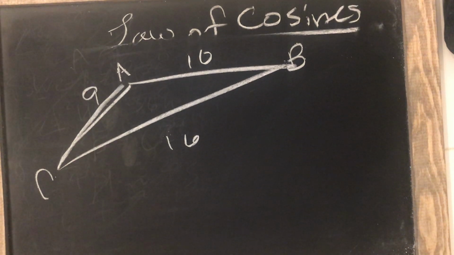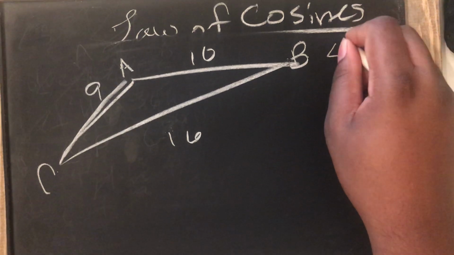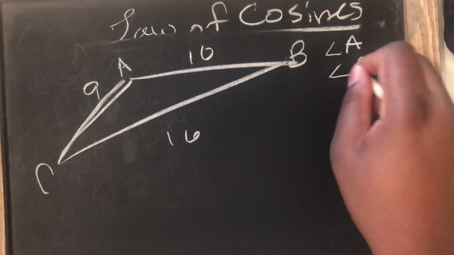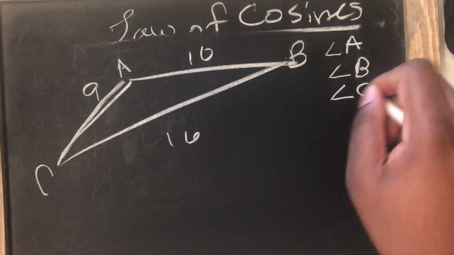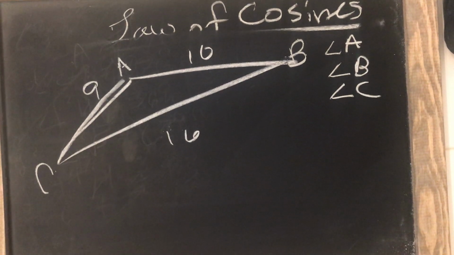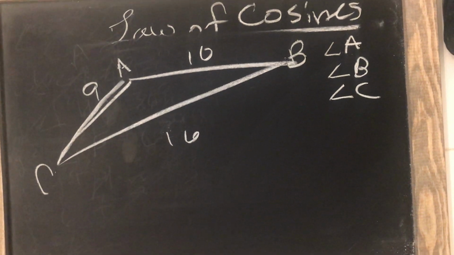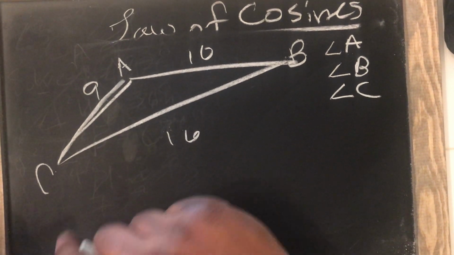Let's say I want to figure out the angle measures A, B, and C. I want to figure out the measurement of these three angles. How can I do that? Well, I can actually use the law of cosines again. Let's start with A.